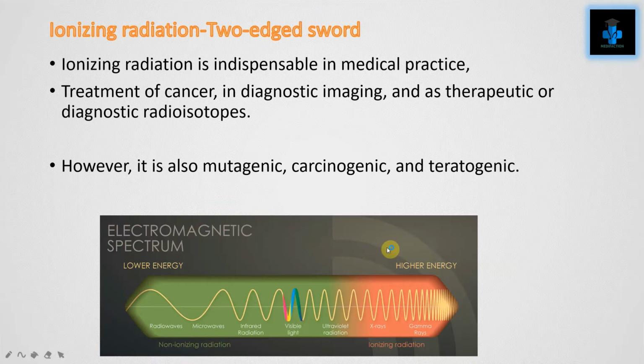So ionizing radiation is like a two-edged sword because ionizing radiation is indispensable in medical practice for treatment of cancer, in diagnostic imaging, and as therapeutic or diagnostic radioisotopes. However, it is also mutagenic, carcinogenic, and even teratogenic.